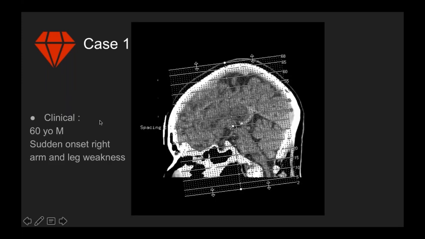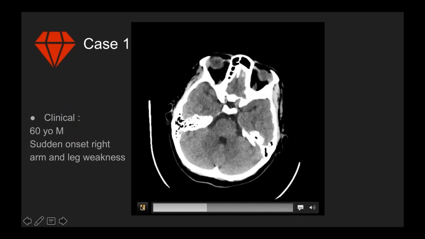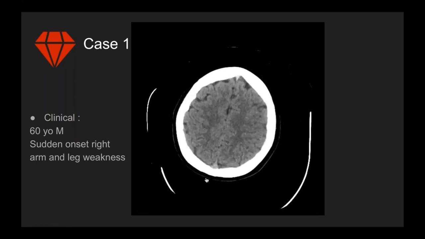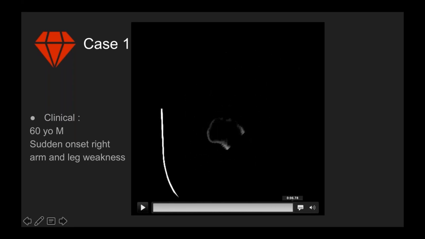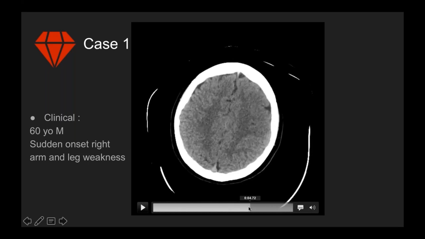So case 1, this is a video. There are actually videos for each of these cases, and I'll run through them 2 or 3 times so you have plenty of chance to have a look. This first case is a 60-year-old male, and he's presented to A&E with a sudden onset right arm and leg weakness. I'm just going to play this now. Hopefully you can all see this. It whizzes through quite fast, so I'm just going to manually go through it and give you a chance to have a look.